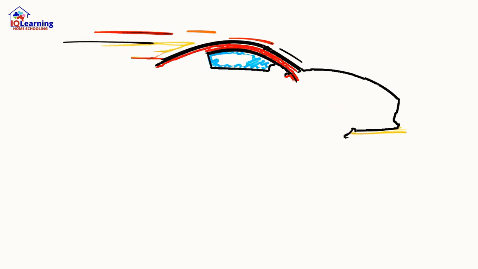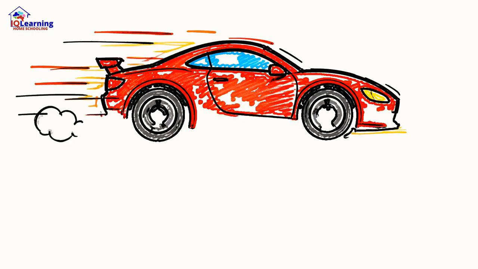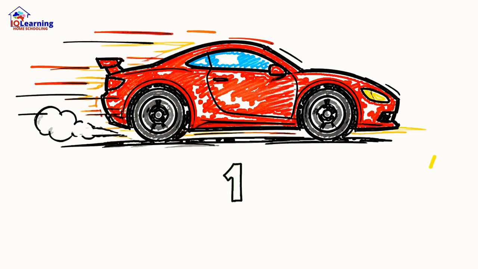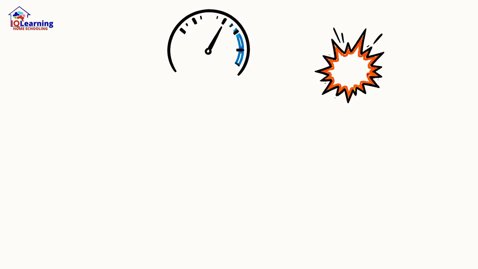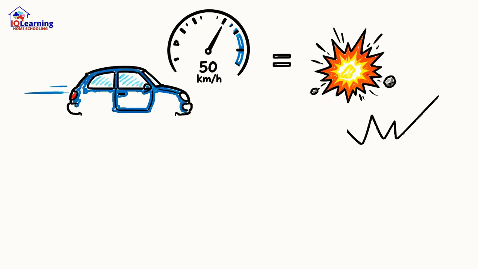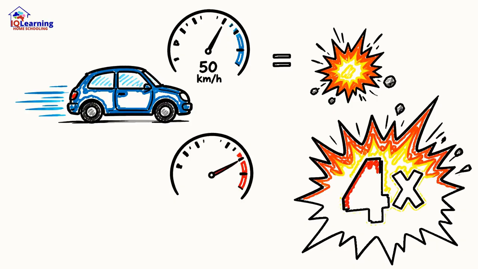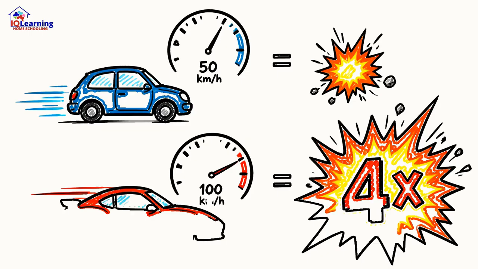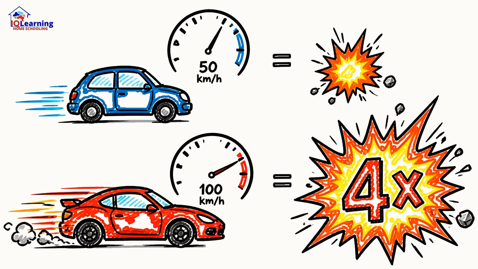First, you have the energy of the rush, kinetic energy. It's the energy any moving object has. Its power comes from a simple equation where velocity is squared. This tiny detail has massive consequences. It's why a car at 100 kilometers per hour isn't just twice as dangerous as one at 50, it's 4 times as dangerous. Doubling your speed quadruples your destructive energy.